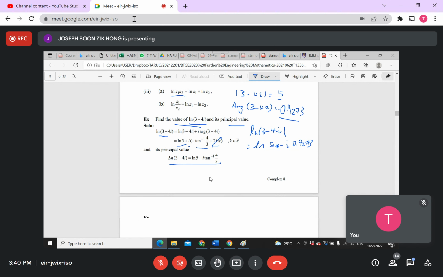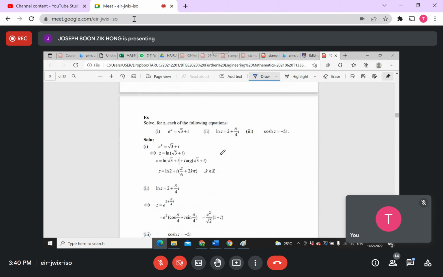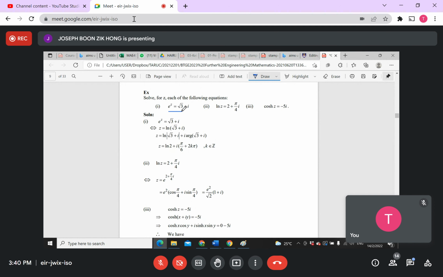Okay, so I continue first. We want to solve for z in each of the following equations. So I have this one. Let's say I solve this one first. I want to get the z. So how to get the z? I just take ln of both sides. That means I will have ln of the square root of 3 plus i. I need to find the modulus, and the square root will be 2. And then this one will be tangent inverse of 1 divided by square root 3, which is pi over 6.